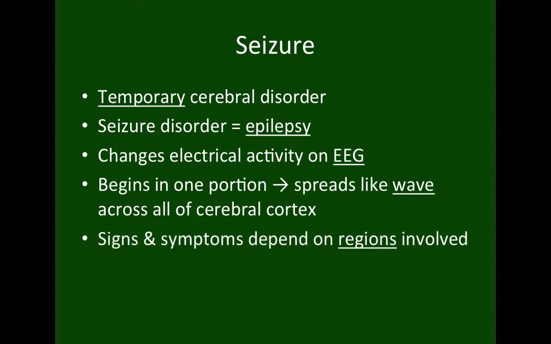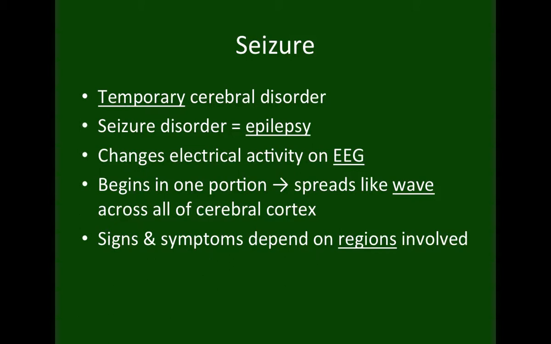So the signs and symptoms depend on the regions involved. You can have what's called a grand mal seizure, which involves convulsing, and if you think of something like a Hollywood drama with somebody having a seizure, that's very, very typical. But they can even be something as simple as a pause while their brain kind of resets. There are many different types of seizures. They don't all have to be this big grand mal type seizure.